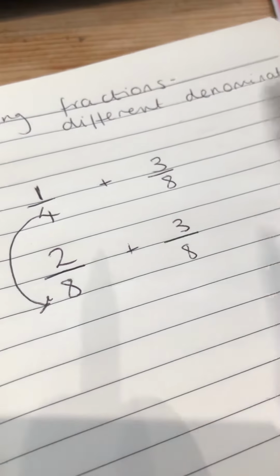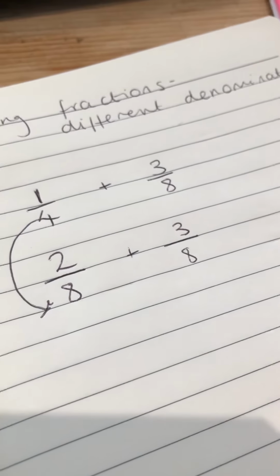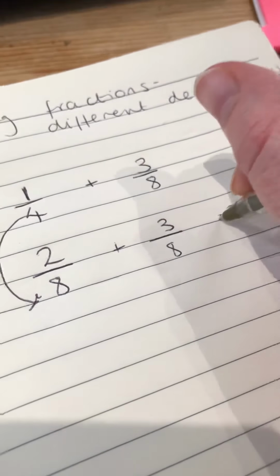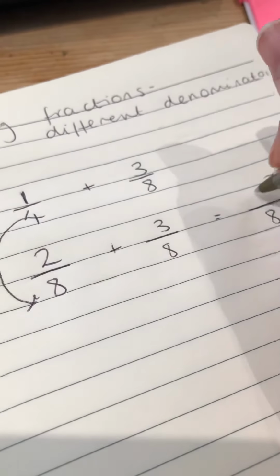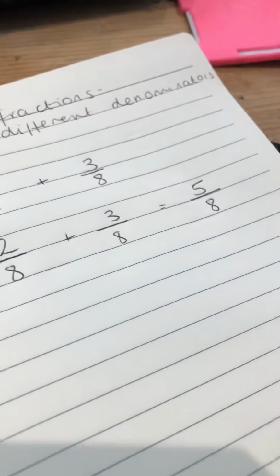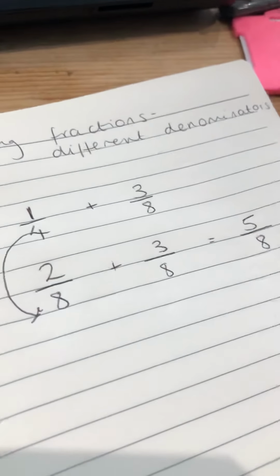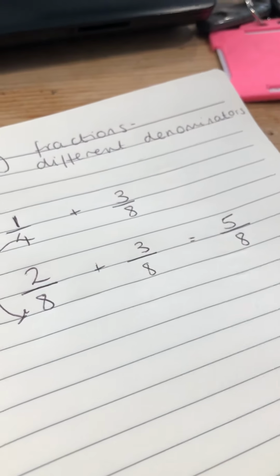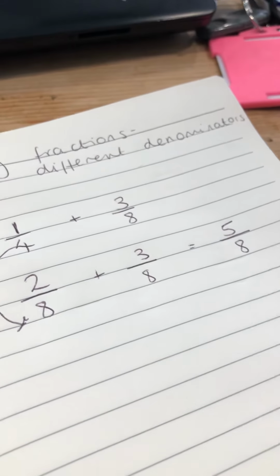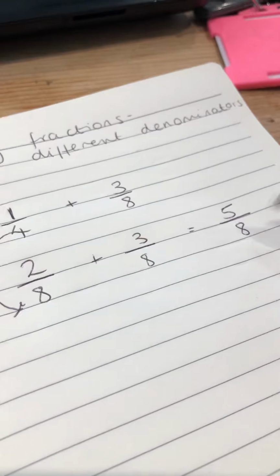And then I'm just able to apply what I already know about when I'm adding fractions with the same denominator. So my denominator stays the same, and I just add my numerators. So 1/4 plus 3/8 is the same as 2/8 plus 3/8, which gives us 5/8.